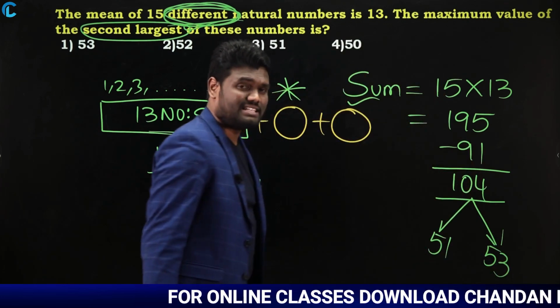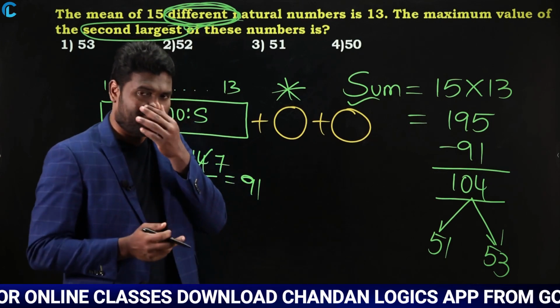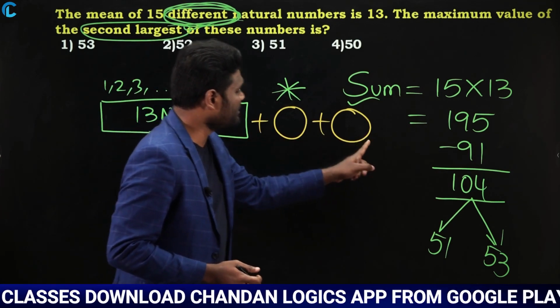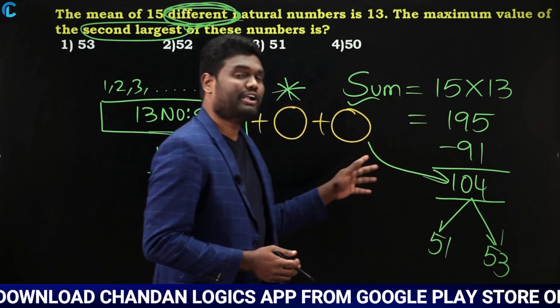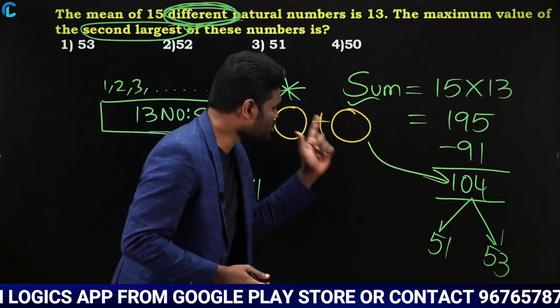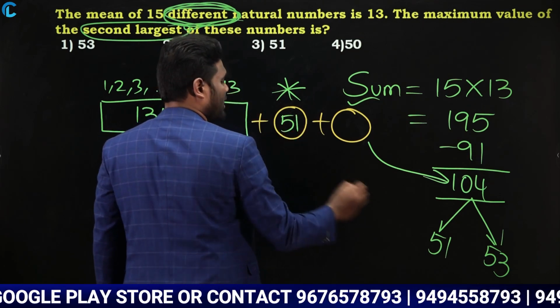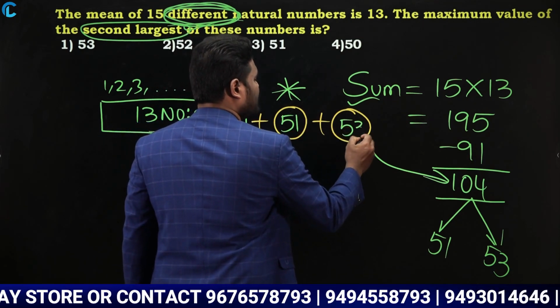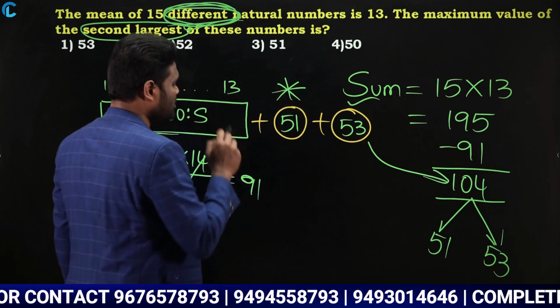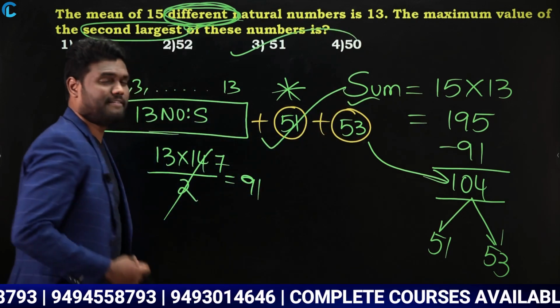Yes or no? The reason is both of them cannot be the same numbers. The sum of these two numbers is 104. If I take it as 52, 52, both of them are going to be the same. But the question is saying they should not be the same. If they should not be the same, one number should be 51 and the other number should be 53. Now we are asked to find the second largest number. So the second largest number is going to be 51.